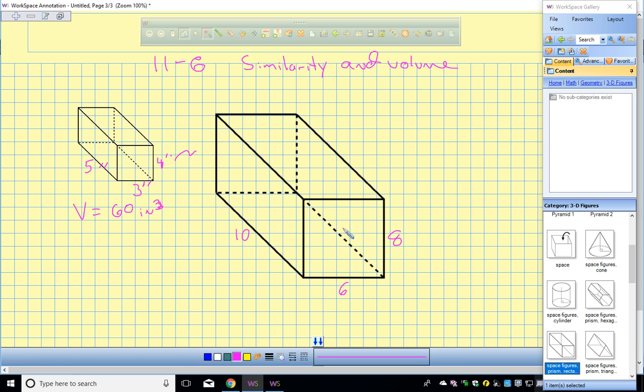Let's figure out the volume of this. Well, 6 times 8 times 10. The volume of the big one is equal to 6 times 8 times 10, which is 480 inches cubed. How many times as big in terms of volume is the big box compared to the little box? 8 times as big, right? 8 times as big, which is why elephants have big ears.